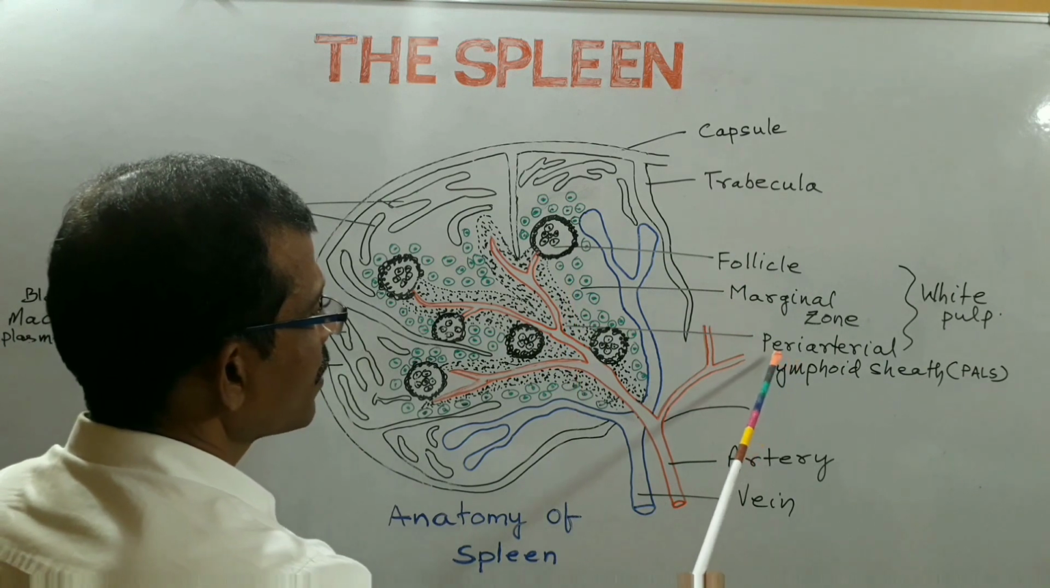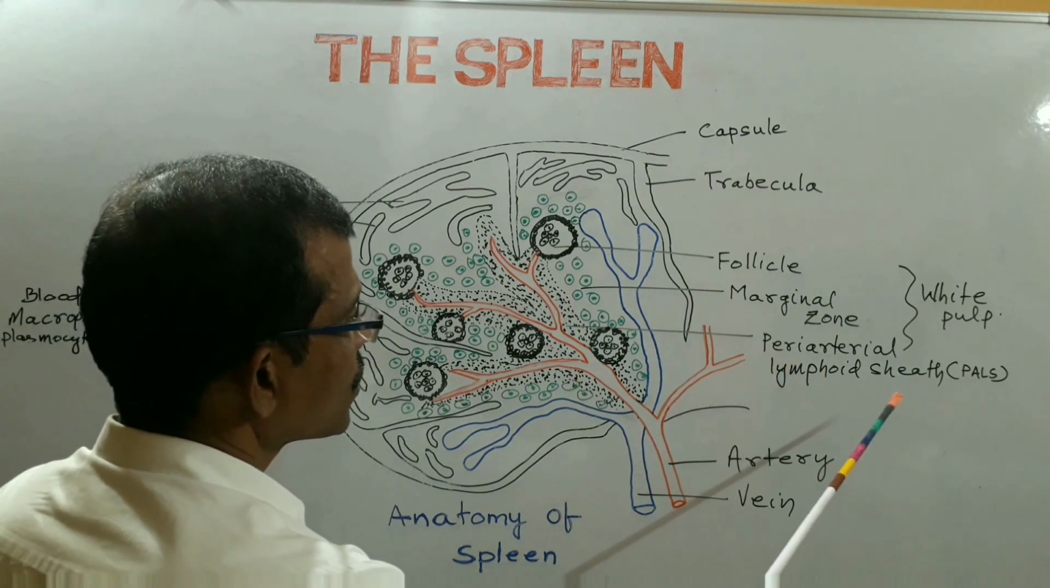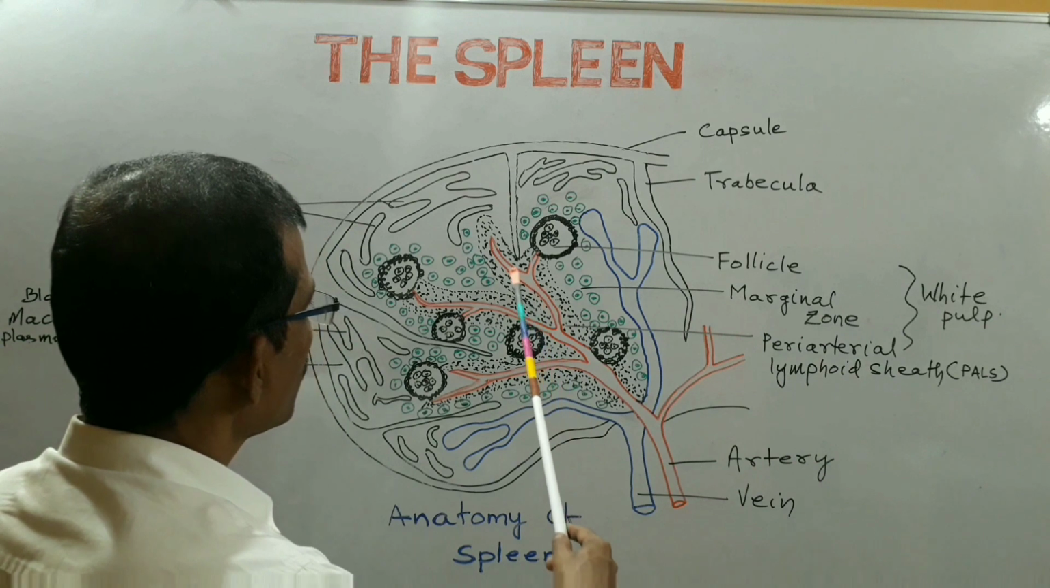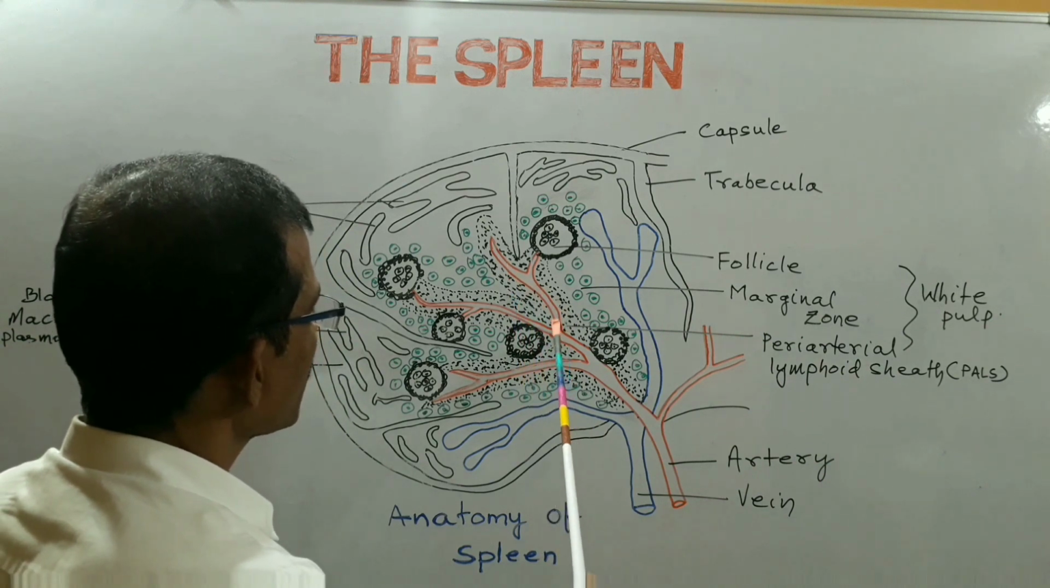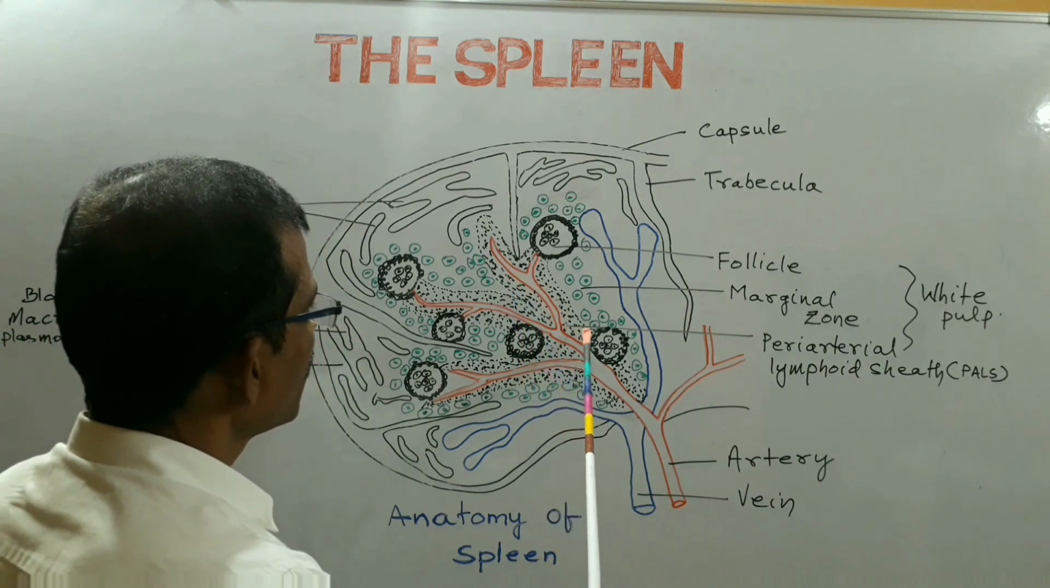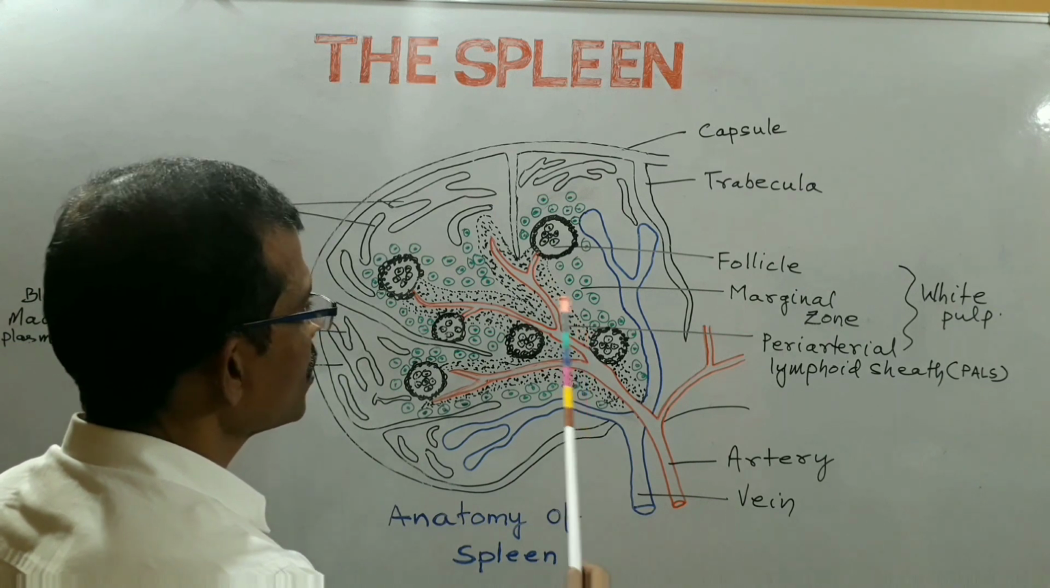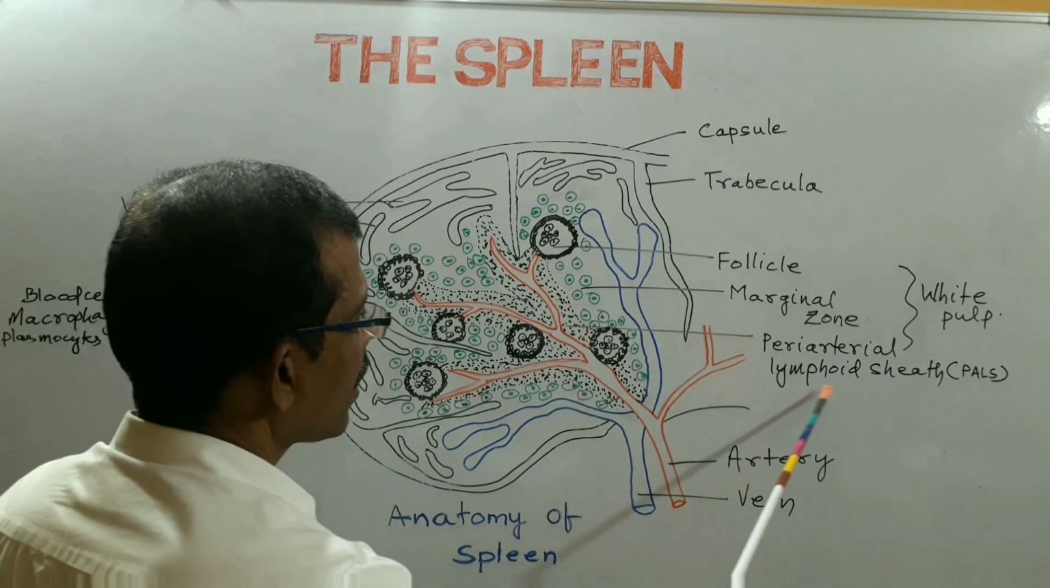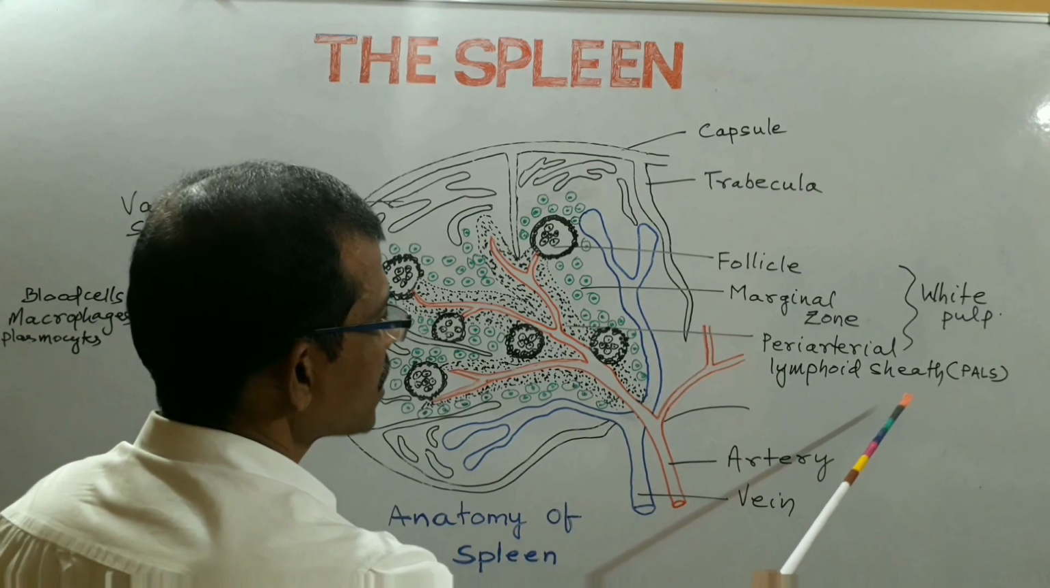And next is periarterial lymphoid sheath, which consists of a central artery that is surrounded by a sheath of lymphoid tissue. So this is known as periarterial lymphoid sheath.